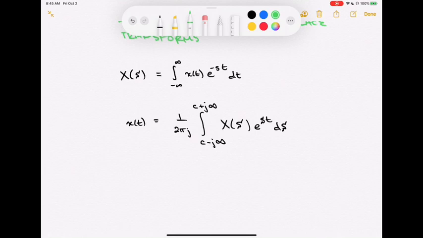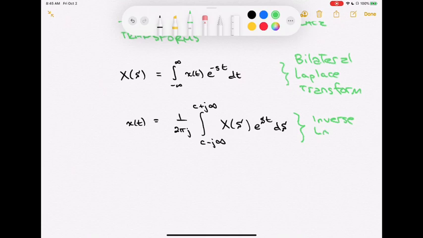So the one on top is the Laplace transform. And to be more complete, this Laplace transform is actually called the bilateral Laplace transform. We'll get more to this distinction later. And then the one on the bottom is the inverse Laplace transform.